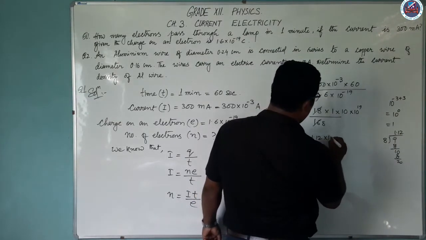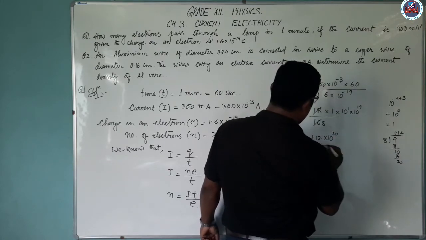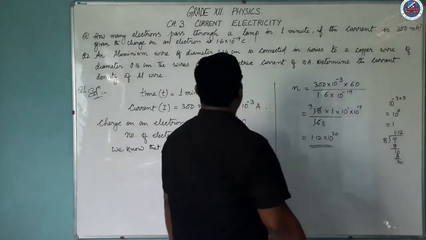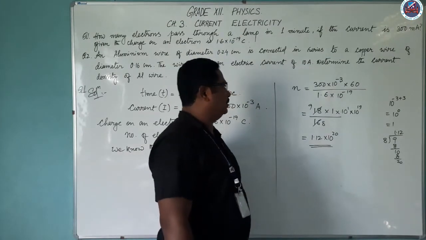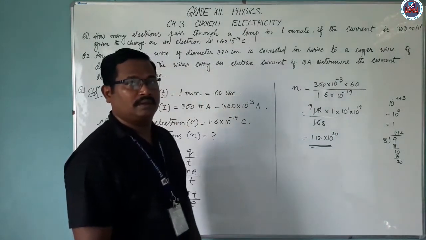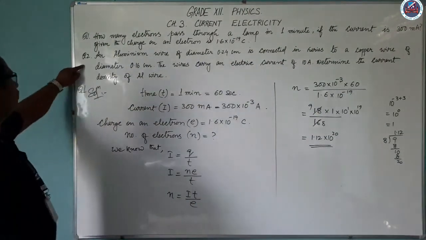1.12 into 10 to the power 19 plus 1 is 20. So the number of electrons that is flowing through the lamp will be 1.12 into 10 to the power 20 electrons. I think all of you can understand. Now, let us see the second question.